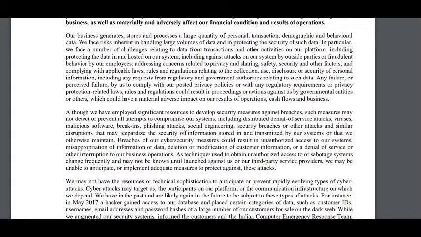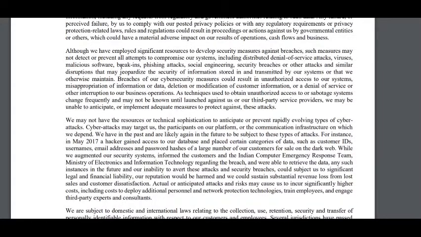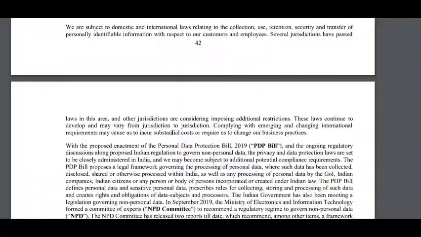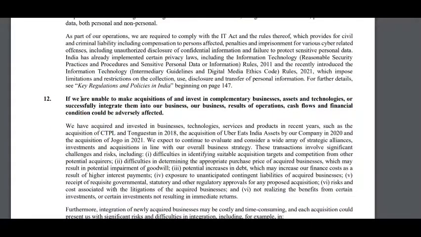Recently, Air India and other companies have been victims of phishing attacks and other things. So this is also a big risk. And so what they have mentioned is, if we are unable to make acquisitions and invest in complementary business asset technologies or successfully integrate them into a business, then the cash flow would be adversely affected.